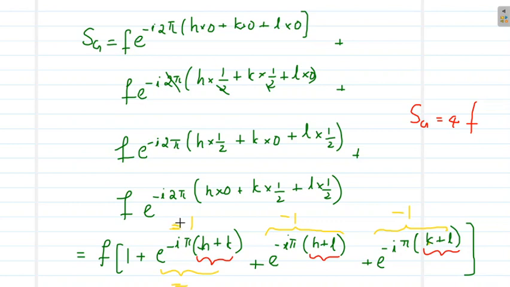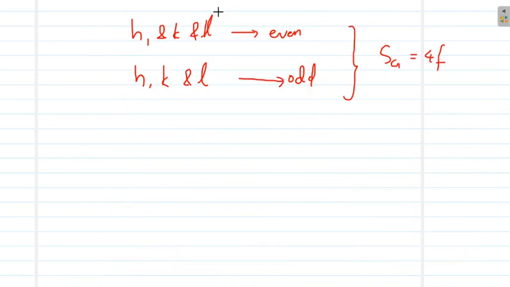So effectively what will happen here? We have f into (1 plus 1 minus 1 minus 1). So the structure factor Sg will be 0 in this case. Similarly, if two numbers are odd and one number is even, you can verify that the structure factor will be 0 itself. So if h, k and l are mixed even and odd, if only one of the integers is even and two are odd, or if two are even and one is odd, then the structure factor will be 0.